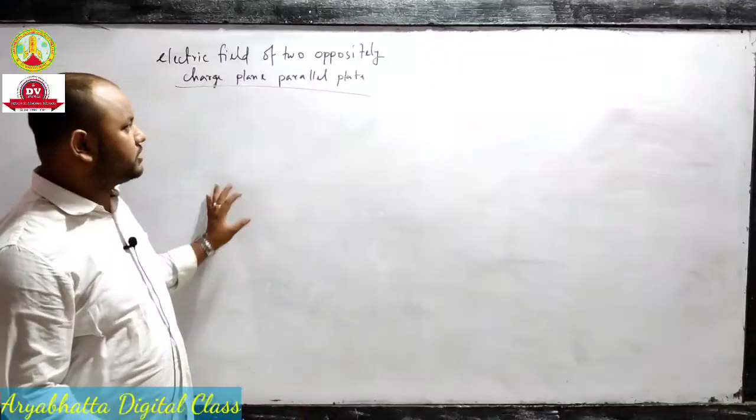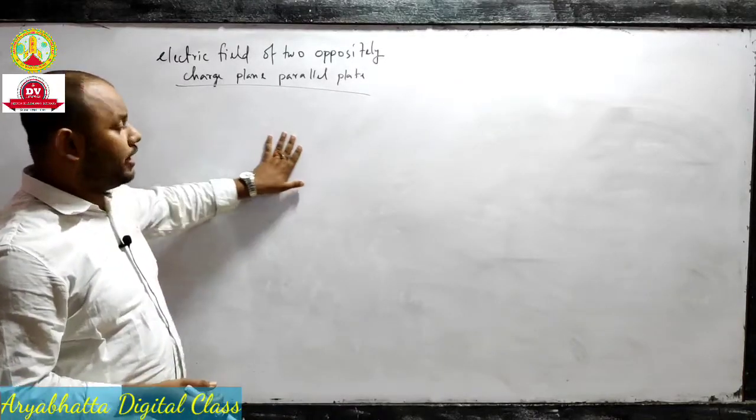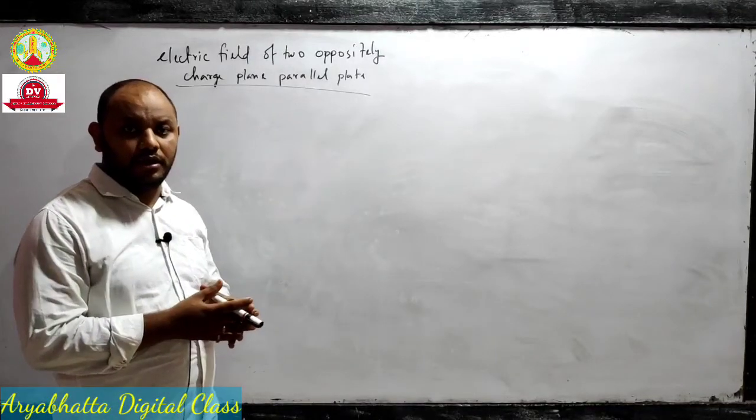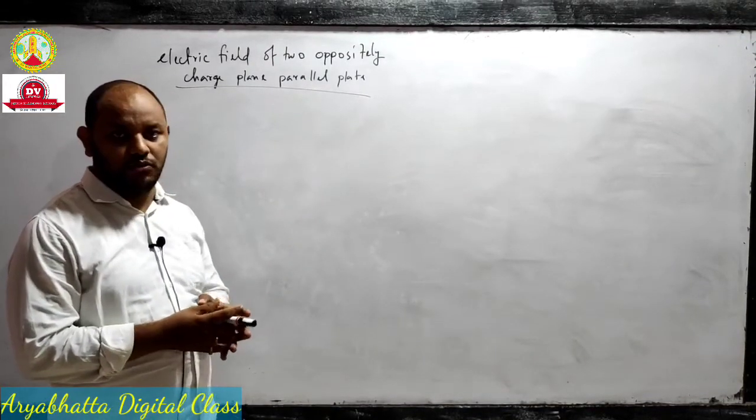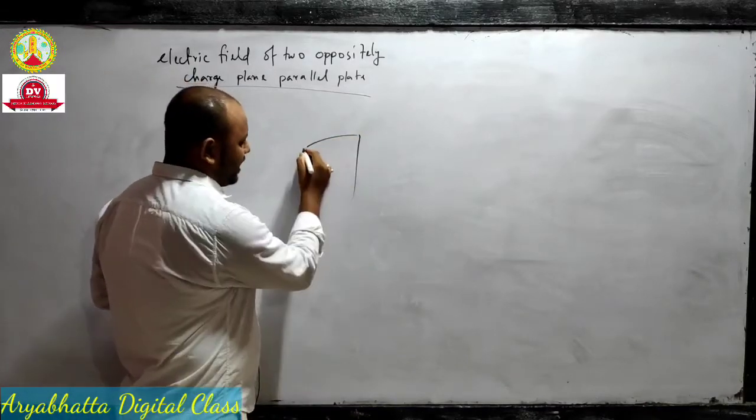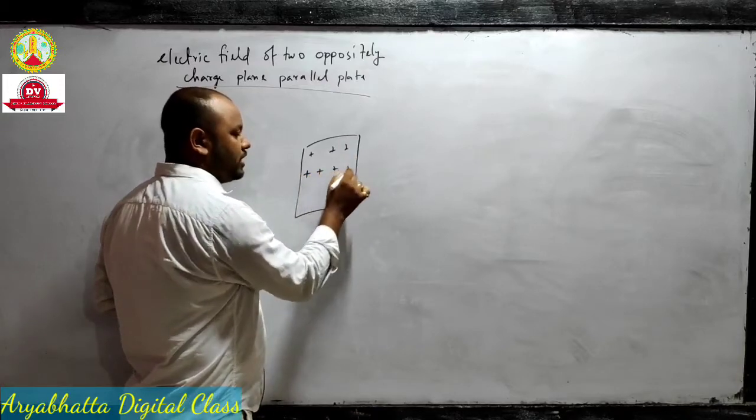Hello everyone. In the last class, I taught you some applications of Gauss's theorem, and in that application we calculated the electric field due to an infinite plane sheet. Suppose this is a plane sheet, and charges are uniformly distributed over the surface.